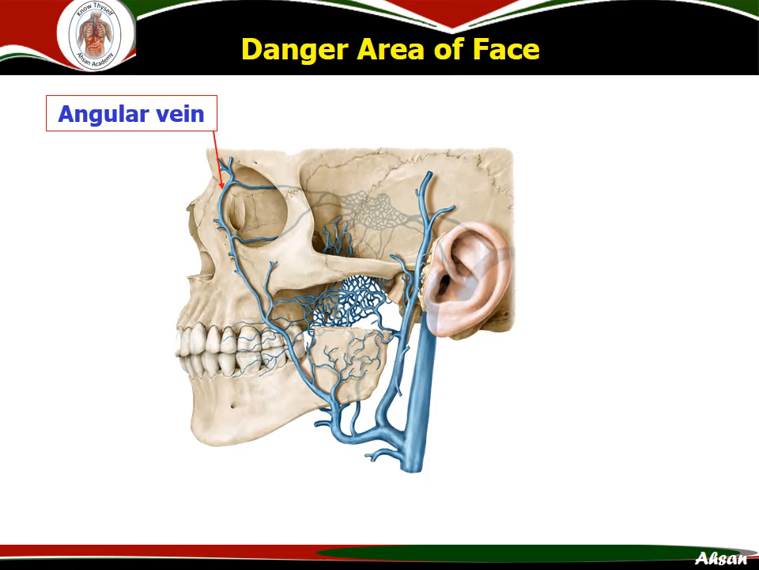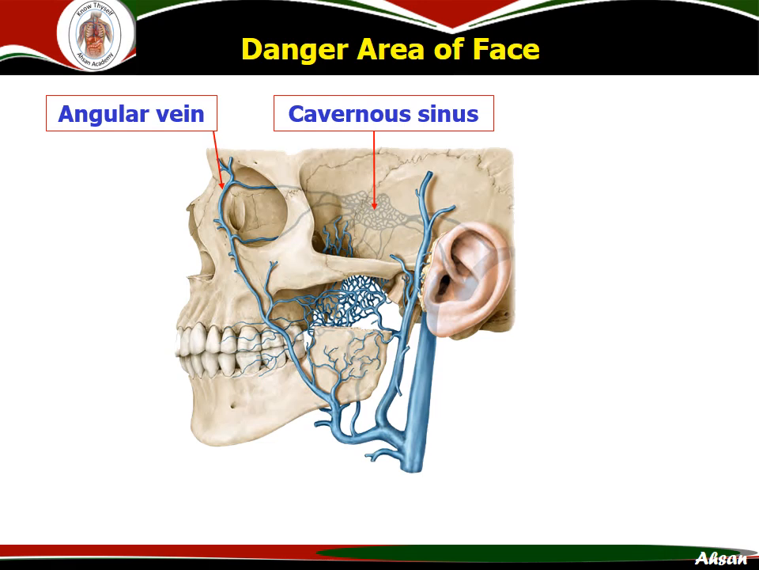The danger area of the face is the lower part of the nose and upper lip. Let us explain why this area is known as the danger area. The angular vein formation we have already understood, and this angular vein is connected to the cavernous sinus, which is a very important sinus having connections in all directions with the other sinuses. So any problem in the cavernous sinus can spread in all directions.